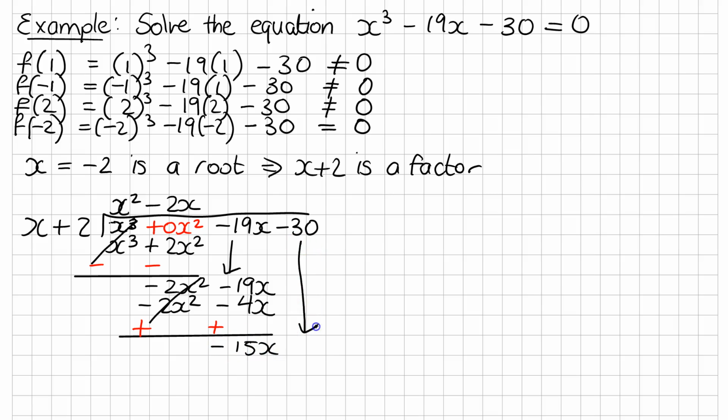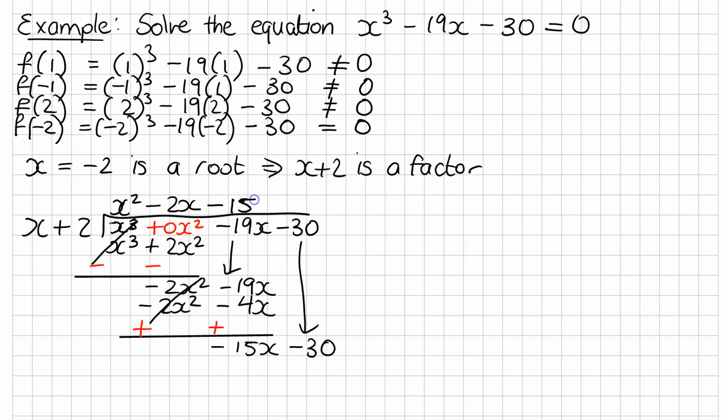Bring down my minus 30 and divide in again. So x into minus 15x gives me minus 15. So multiply down: minus 15 by x gives me minus 15x, and minus 15 by 2 gives me minus 30. And then obviously I don't even need a sign change. It's obvious that they will give me 0 when I subtract them.